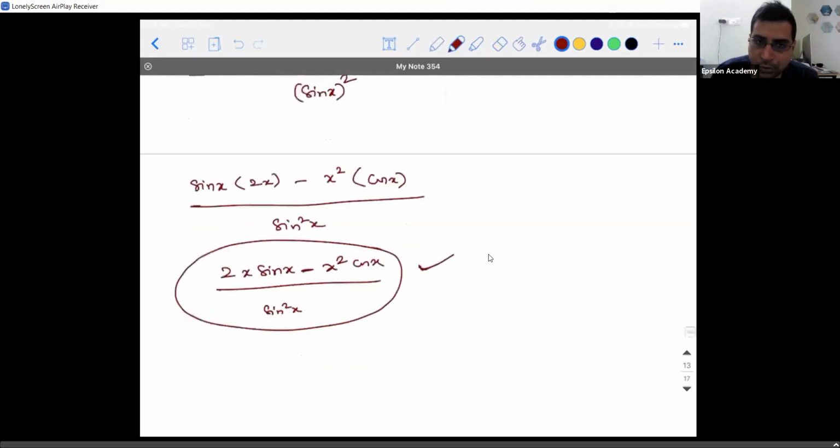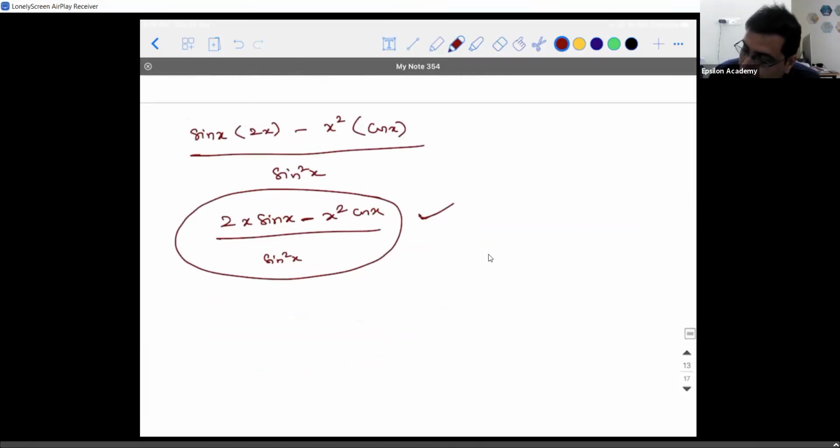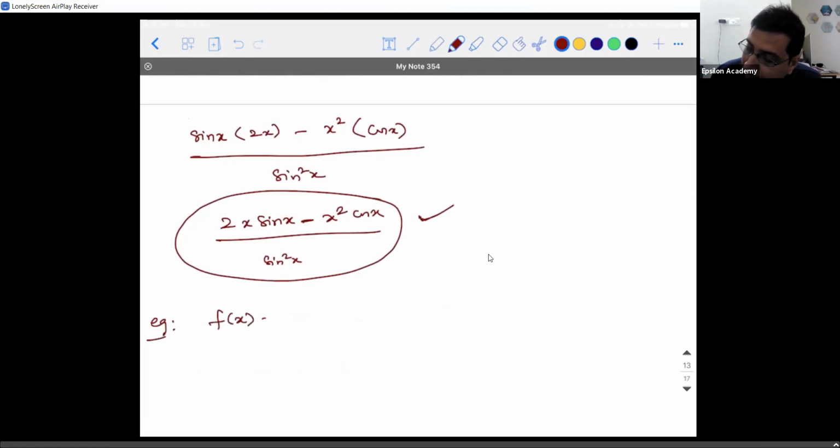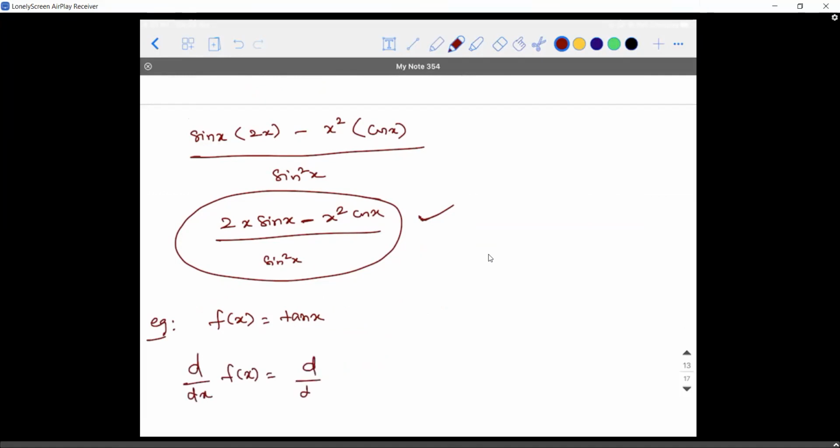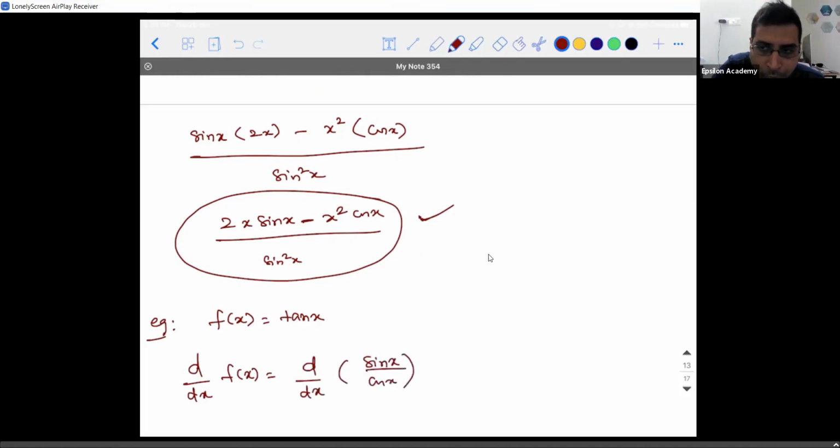Okay, suppose another example. If I give you f of x is equal to tan x and ask you to find the derivative of it, find and tell me. So how will you write it? Sir, sin x upon cos x. You can write it as sin x by cos x. If you take the denominator as 1, there is no use because you don't know the derivative of tan x. So you write it as sin x by cos x and then now you can proceed.